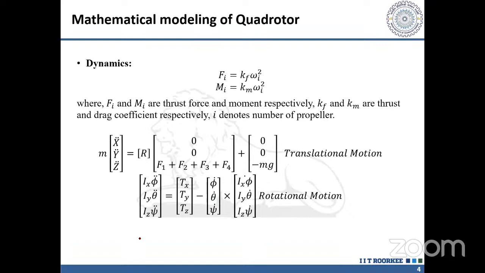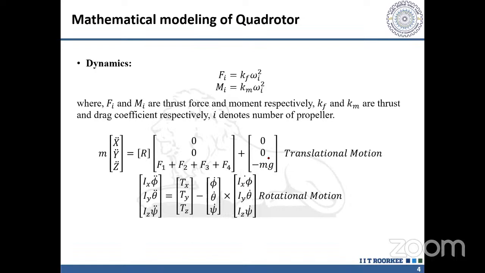So this is the mathematical model of the quadrotor, where in the last figure you can see F and M. F are the thrust forces, and M are the moments. So Fi is equal to Kf times omega i squared, where omega i is omega 1, omega 2, omega 3, or omega 4. These are the angular velocities of the propellers, and Kf is the thrust coefficient. Mi is equal to Km times omega i squared, where Km is the drag coefficient.